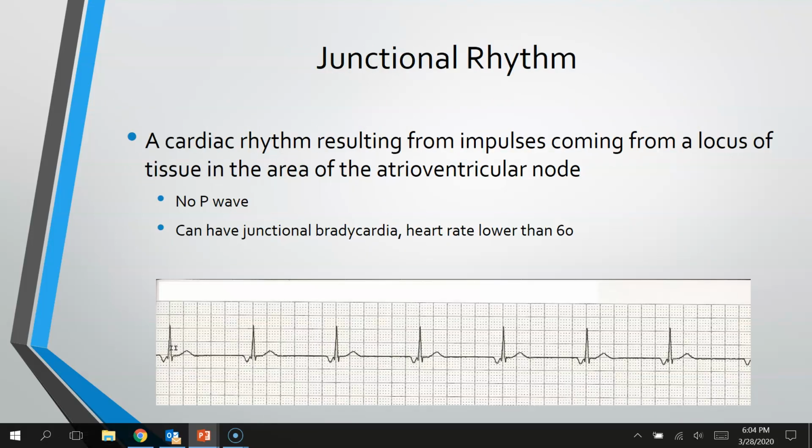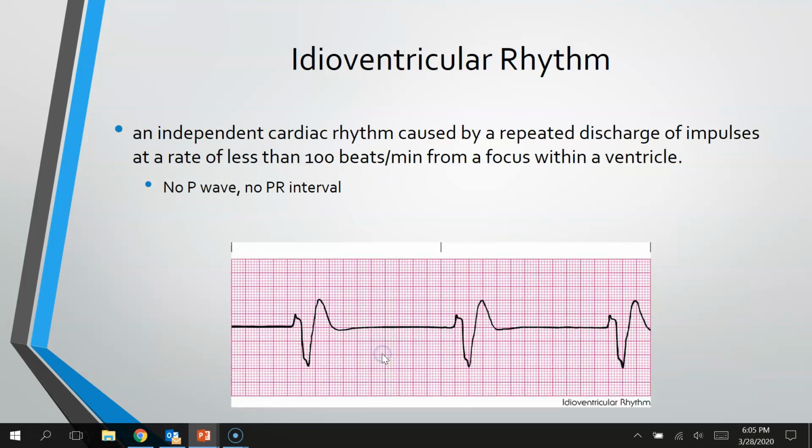A junctional rhythm is a cardiac rhythm that has no P wave. It can be a junctional bradycardia as well if it's lower than 60. So you can see, and this is in lead 2, we have a nice isoelectric break here. We see the QRS, and then we come over and have the T. Then we have that nice break, the QRS, and then the T. So we're not seeing any P waves.